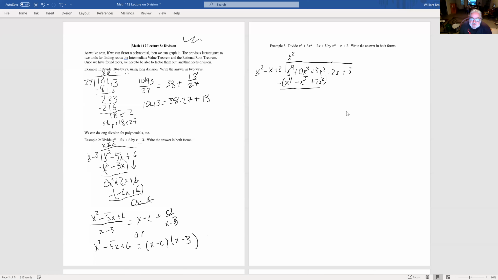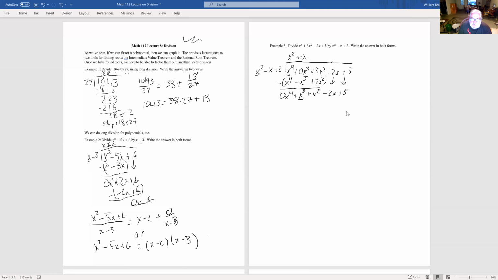So what am I left with? x to the 4th minus x to the 4th, that's a 0x to the 4th. 0 minus minus x cubed, that's a plus x cubed, and that's why we need the column for the x cubed, even though there wasn't an x cubed term. 3 minus 2 is a 1x squared, and then I pull down the remainder of the problem. Great, so now I look at the leading term here and the leading term here, and I say, what do I multiply x squared by to get x cubed? And that would be an x.